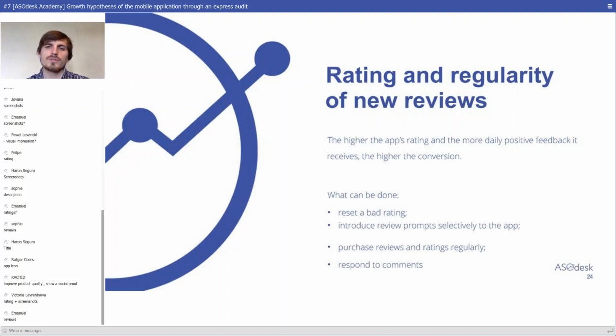The next important thing, you might introduce review prompts selectively to the apps. That's a big topic. Push your development team and ask them to implement a review prompt if you don't have it. Or if you have problems with the rating and the reviews and you have a review prompt, you should check at which moments users see your review prompt. It's possible that you need to change the screen on which you show the review prompt to your users.